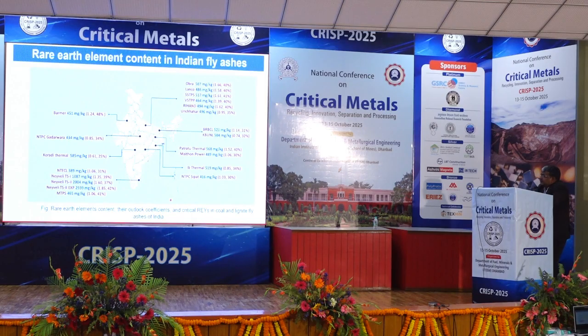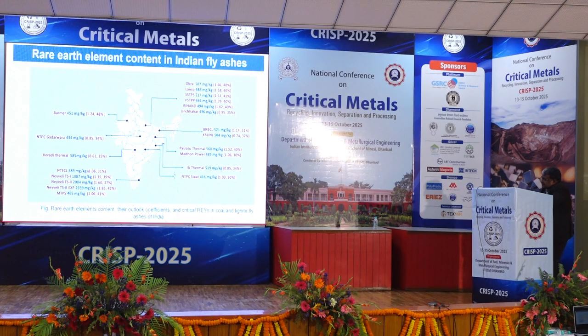This is a summary of the total rare earth element present in the country. Starting from all these coal-based power plants, the concentration is less than 627 ppm, that is 1000 ppm in terms of rare earth oxides. The elemental concentration should be 627, as per the Chinese literature. Barmer is again lignite, but the concentration is less. Other power plants also vary between 400 to 550 ppm.